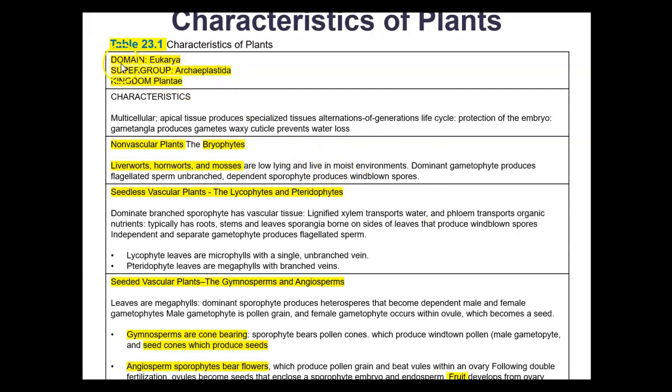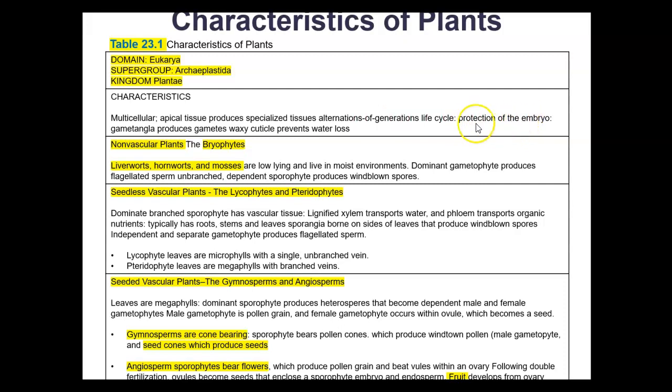So we start off by saying that the domain of plants is the Eukarya. Plants are in the supergroup Archaeplastida, along with the red and green algae. The kingdom within the domain Eukarya is the Plantae, or the plant kingdom. And plants are multicellular. They undergo an alternation of generations life cycle. They alternate between the haploid and diploid form.